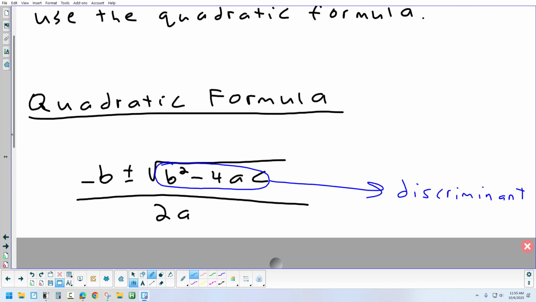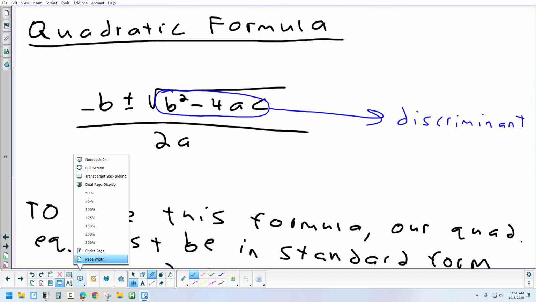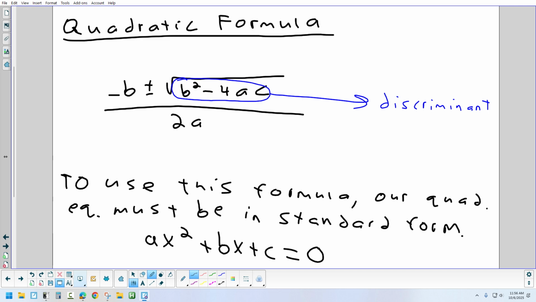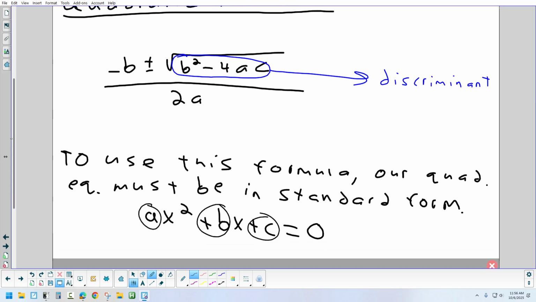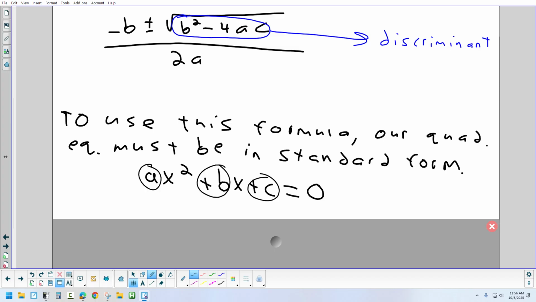When you want to use the quadratic formula, it's important that you have your equation in standard form. That means it is already equal to 0. A is always the number in front of x squared. B is whatever is in front of the x. And C is the number at the end. Okay, so we'll finish up with doing one problem using the quadratic formula.